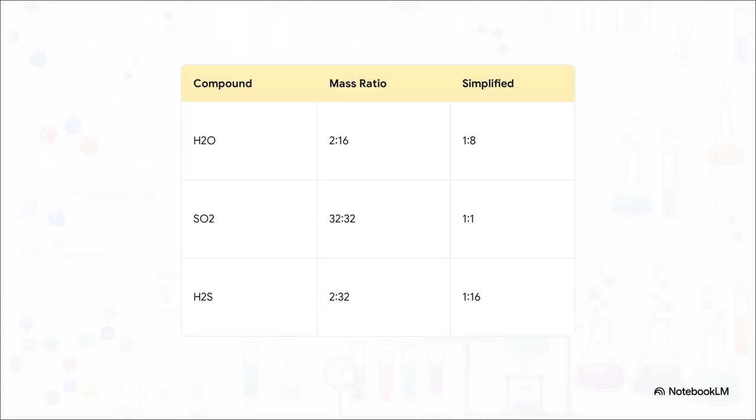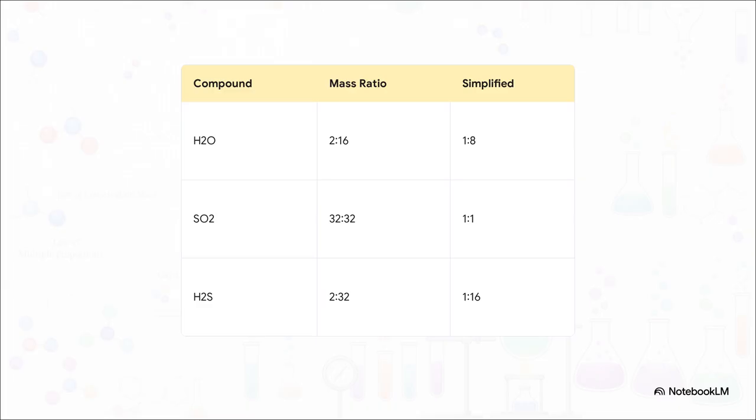To get 32 grams of oxygen in water, you'd need 4 grams of hydrogen. For SO2, it's 32 grams of sulfur. So the ratio of hydrogen to sulfur combining with our fixed oxygen is 4 to 32, which simplifies to 1 to 8. Now, what happens when hydrogen and sulfur combine directly with each other to form H2S? Their mass ratio is 2 to 32, which simplifies to 1 to 16.